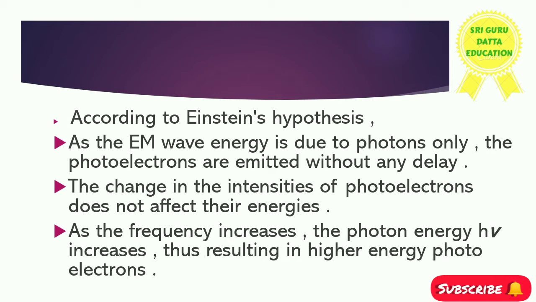According to Einstein's hypothesis, as the electromagnetic wave energy is due to photons only, the photoelectrons are emitted without any delay. What Einstein is telling is that electromagnetic wave energy is due to photons only. That means because of photons only, the photoelectrons are emitted without any delay. When photons are moving, photoelectrons are easily emitted with no delay.